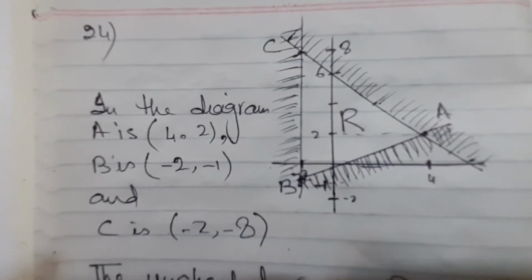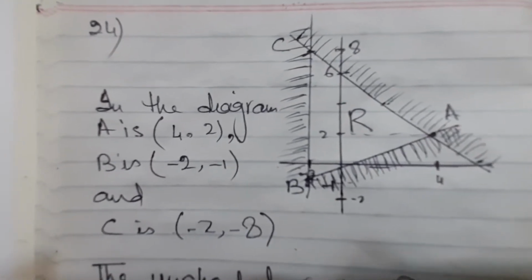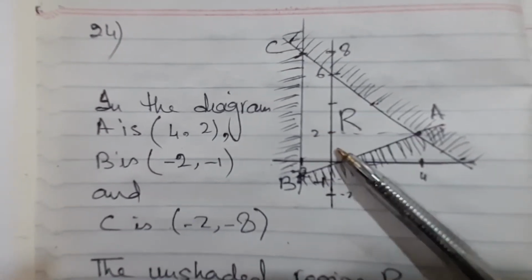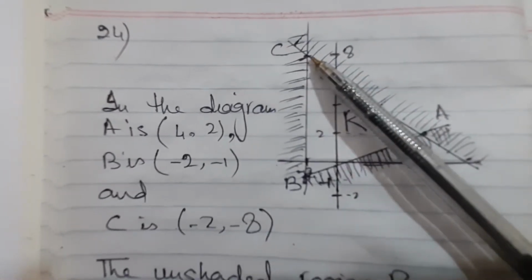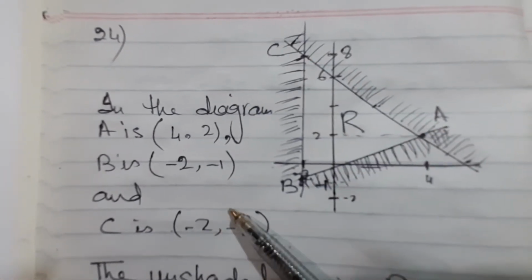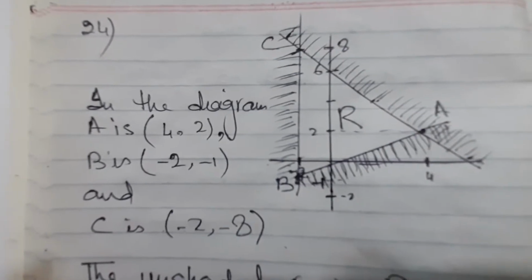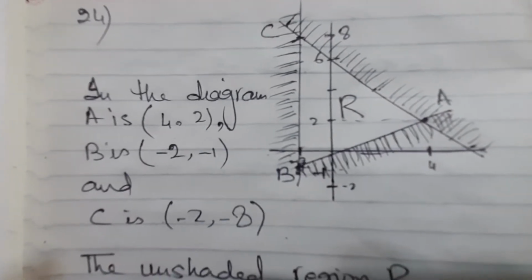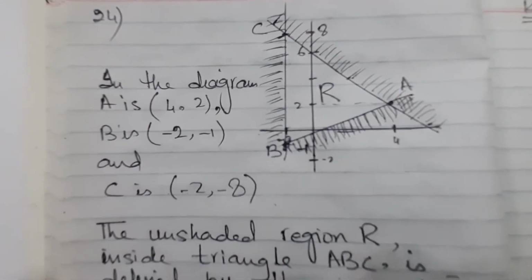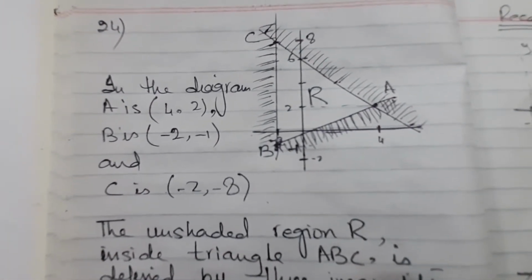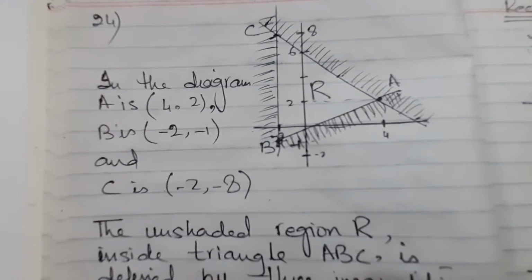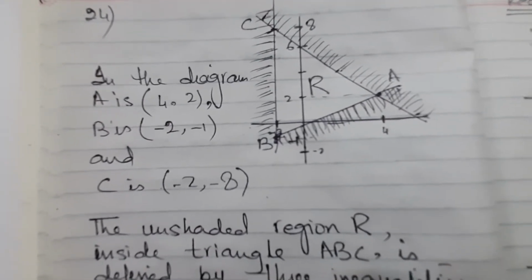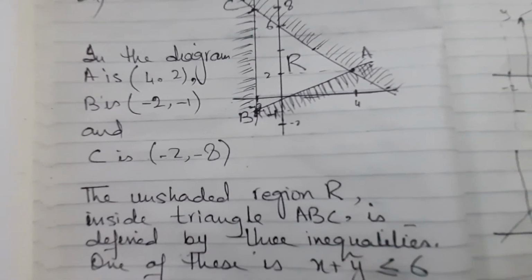Now let's see this inequality question. This white region is given to you and the coordinates of these 3 points A, B, C are given to you in the question. Right? I tried to draw, but if it is not drawn very accurately, the points are already given to you in the question. Now the question is saying the unshaded region R inside the triangle ABC is defined by 3 inequalities.